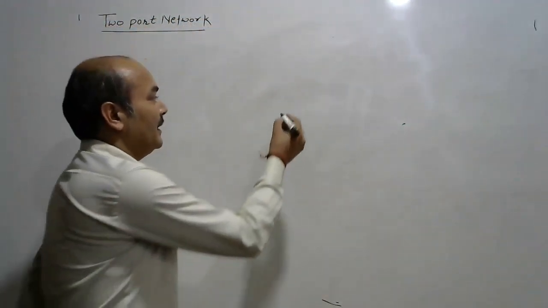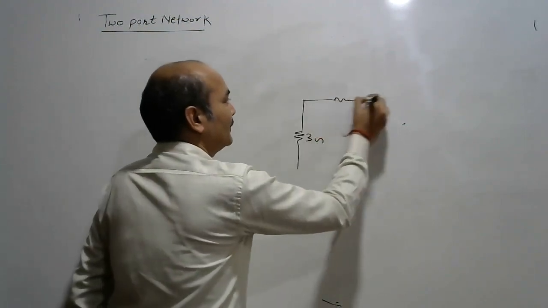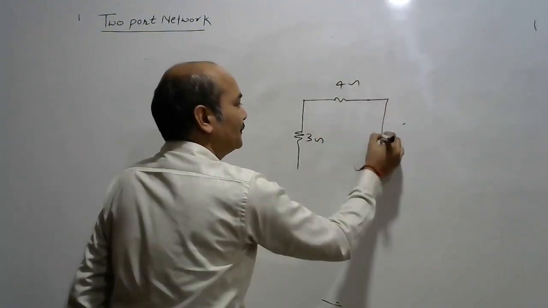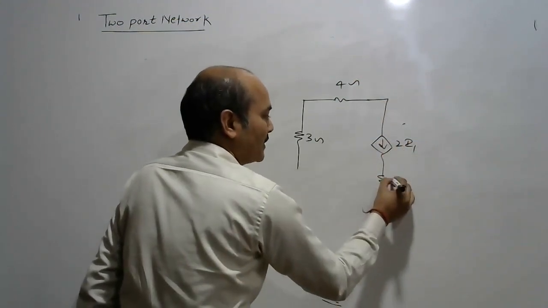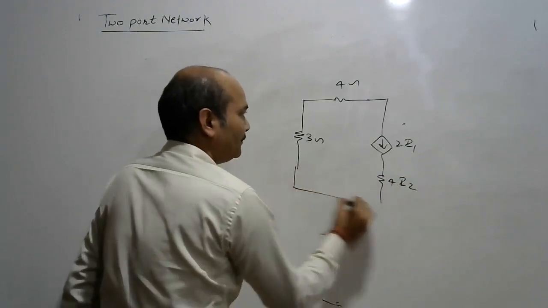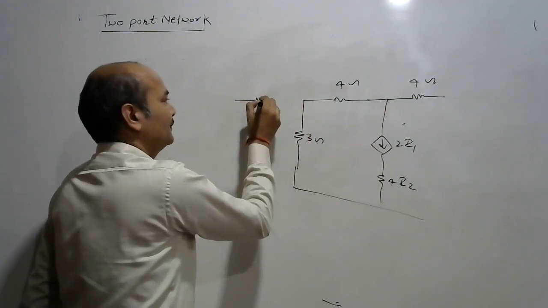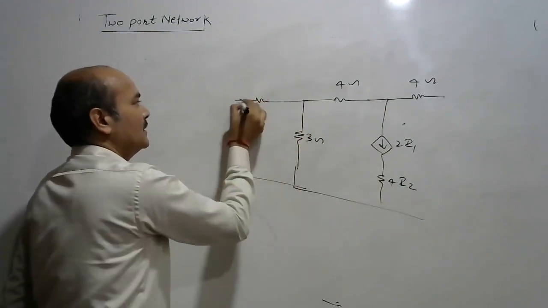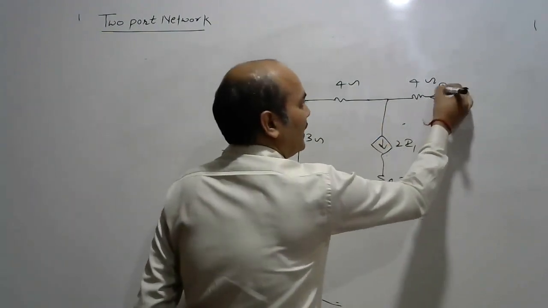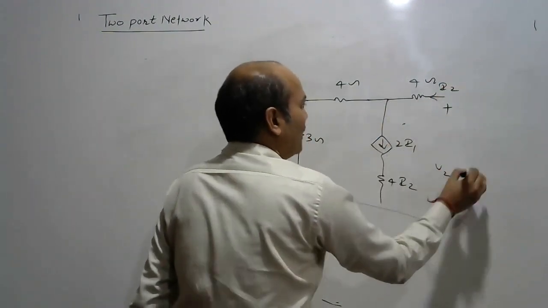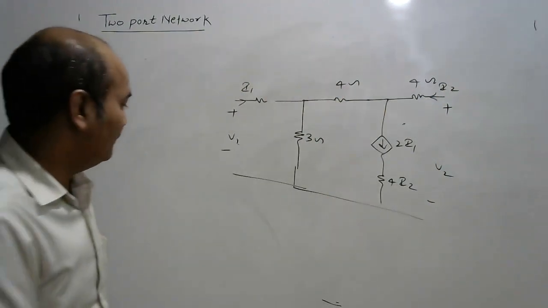So I'm just writing a question here. Suppose this is a 3 ohm, that is 4 ohm, this is suppose 2 I1, that is suppose 4 I2, 4 ohm. This is I1 and V1, and that is I2 and V2. The question is saying find the Z parameter of the circuit as shown in the figure.